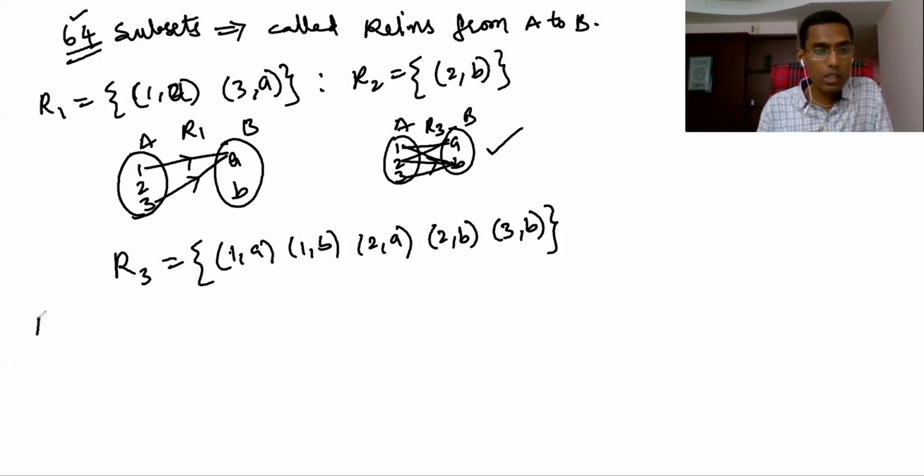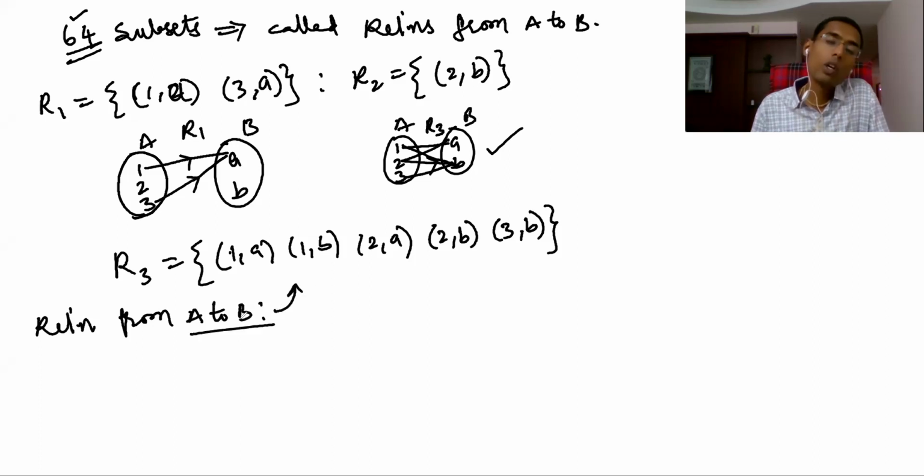So I hope you understand relation. Relation from A to B, understand. Simply it is like this: a subset of A cross B. However many subsets exist, that many relations exist from A to B. Okay, all right. So now here, two terms we are going to discuss.